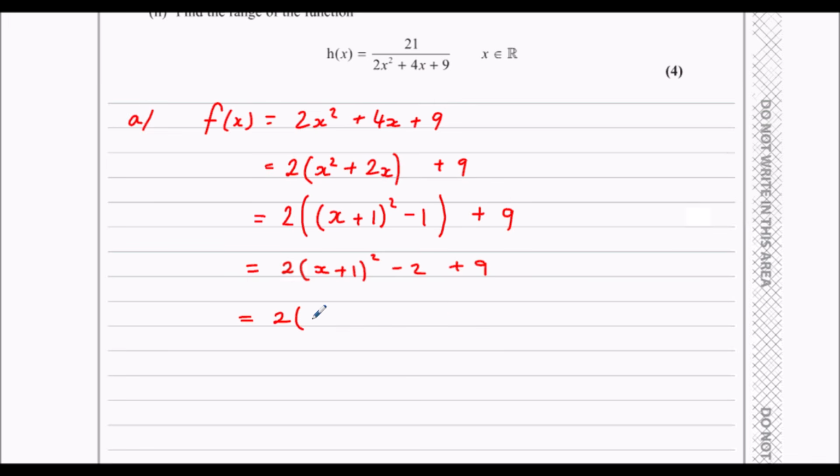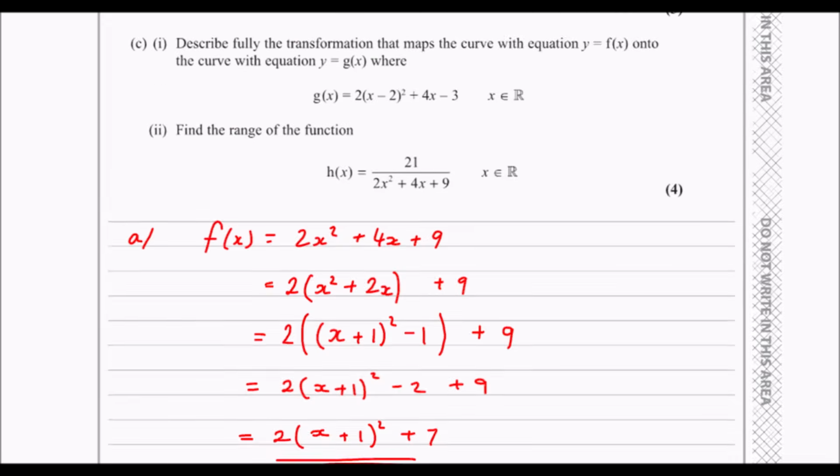So I'm just going to add -2 plus 9, which is 7. So there we've completed the square. We're in the format that was asked for.